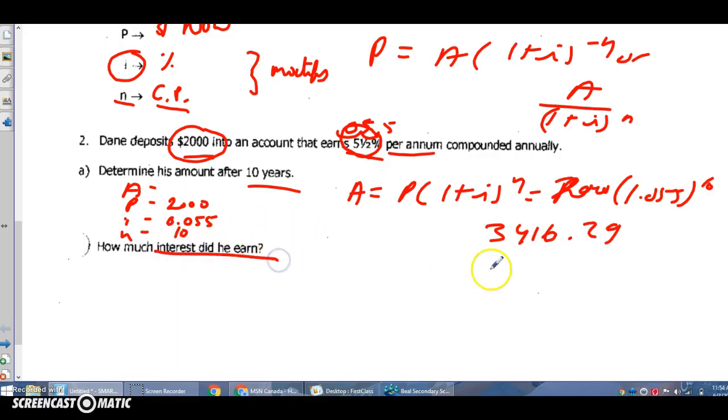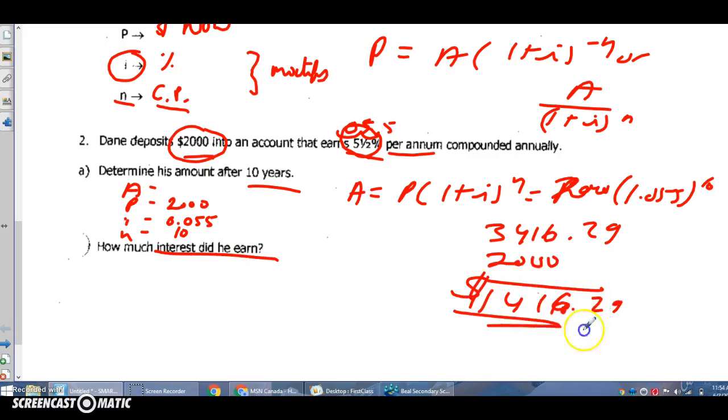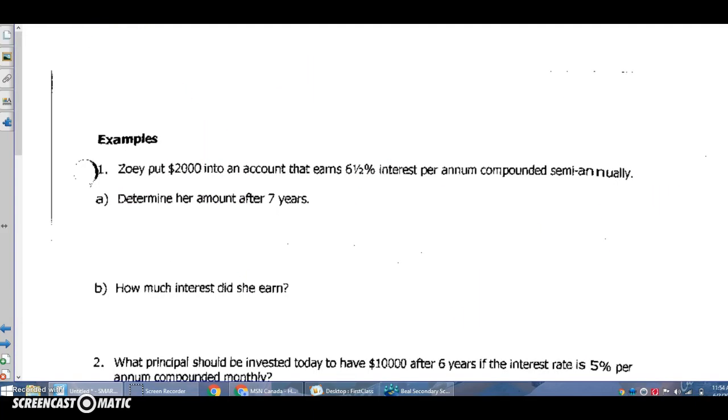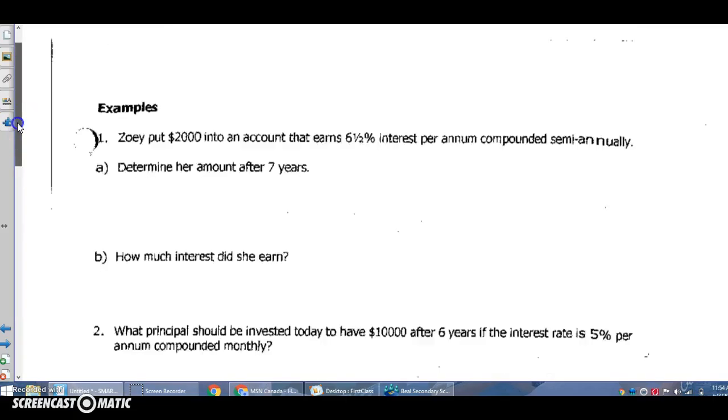Next question is, how much interest does he earn? Well, he put $2,000 in, and there's $1,416.29 extra, and that's interest earned. Okay, so there's that question for you. I'm going to jump around. We'll look at this question here.